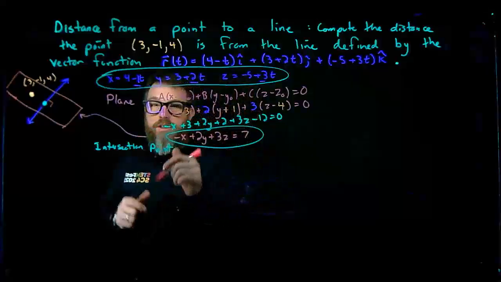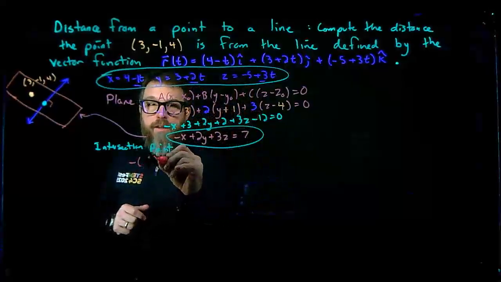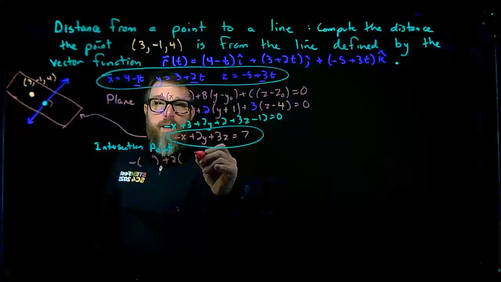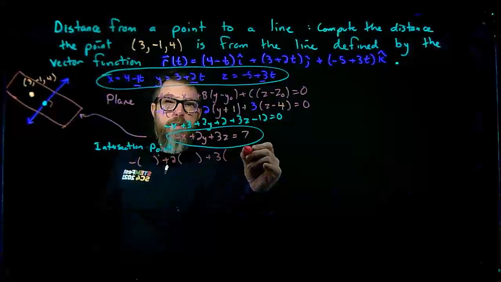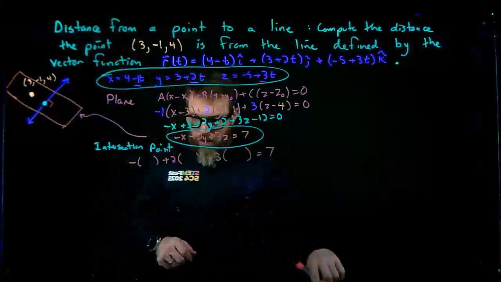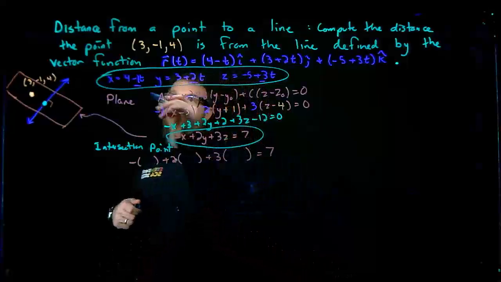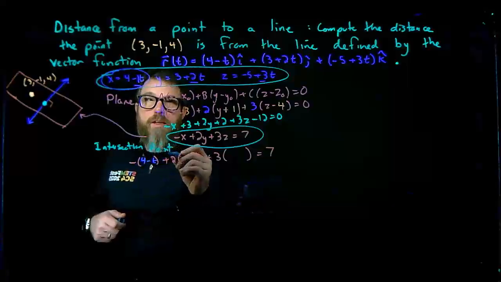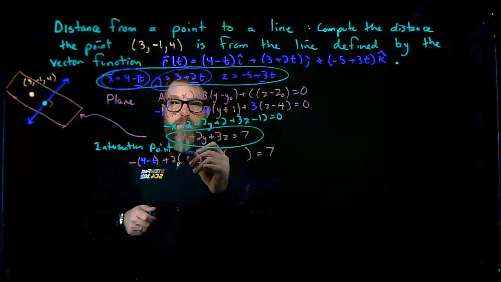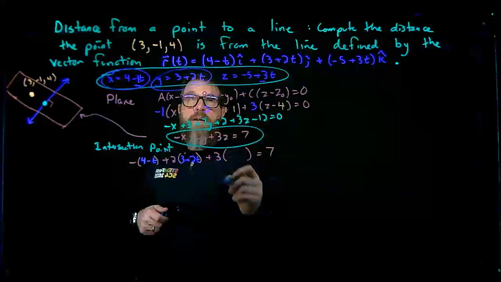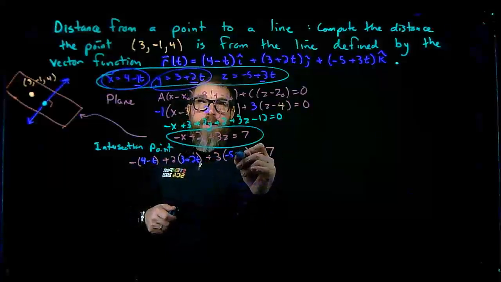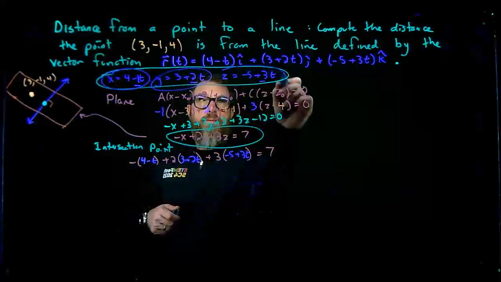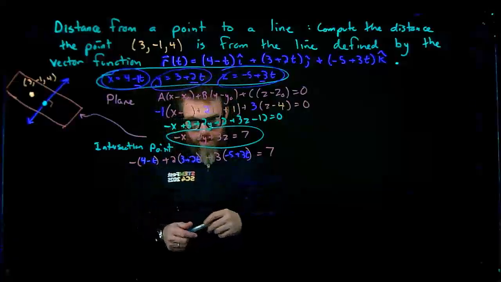So I have, this is going to be minus, we have x plus 2 times y plus 3 times z is equal to 7, where your x comes from here, so 4 minus t, your y comes from here, 3 plus 2t, and then finally, similarly, minus 5 plus 3t comes from that z. Okay.